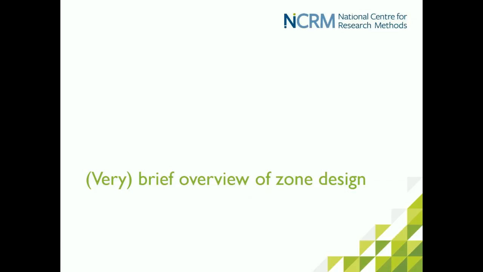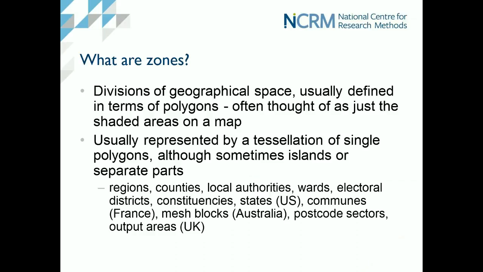Let's take a very brief overview of zone design. Myself and colleagues in Southampton have been working for about 20 years on zoning problems of one form or another. And the main application, the thing they have in common, is that we're seeking to make some kind of optimal division of geographical space. Usually that would be in terms of defining the polygons that could become the areas on a map. That might be for presenting statistics.